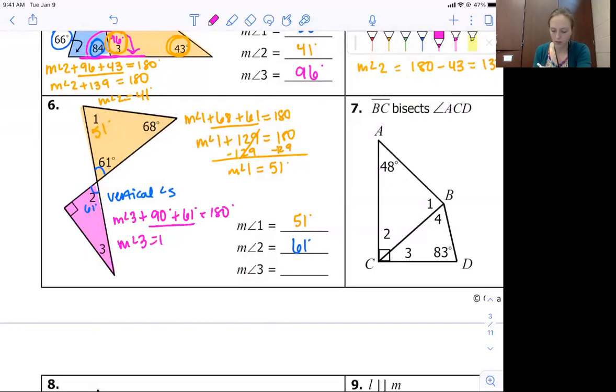Nope, that's wrong. Don't write that. The measure of angle 3 plus 151 equals 180. Then subtract 151 on both sides. We get the measure of angle 3 is equal to 29 degrees.